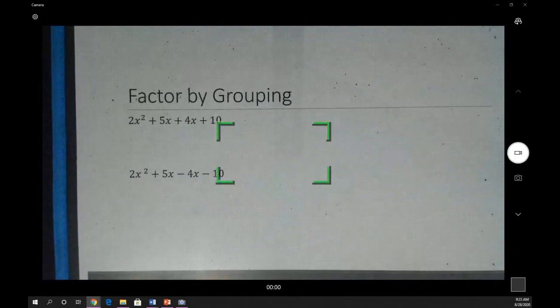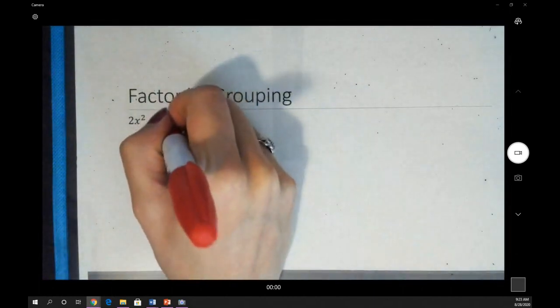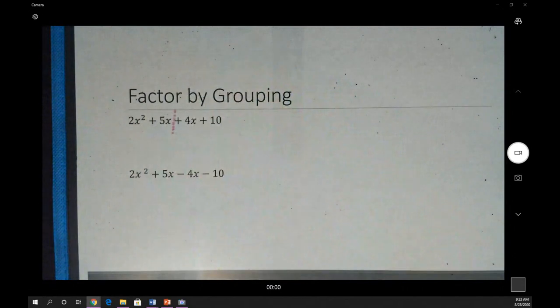Another type of factoring we need to look at is factoring by grouping. We use factoring by grouping when we have 4 terms. So you'll notice that I have 4 terms here. I'm going to break them into 2 groups of 2 by putting a dotted line after my second term. Then I have 2 groups.